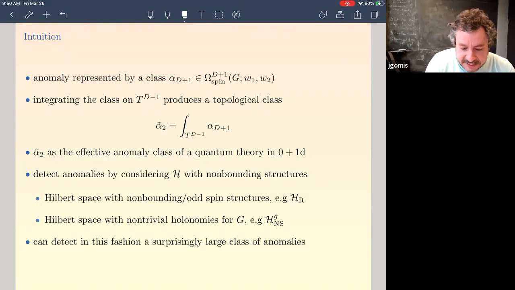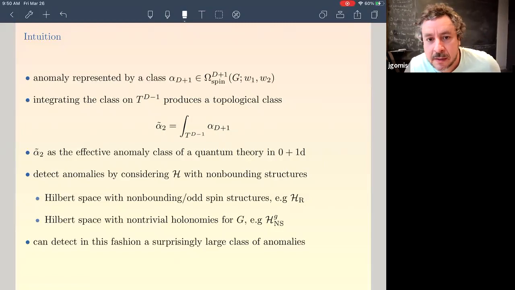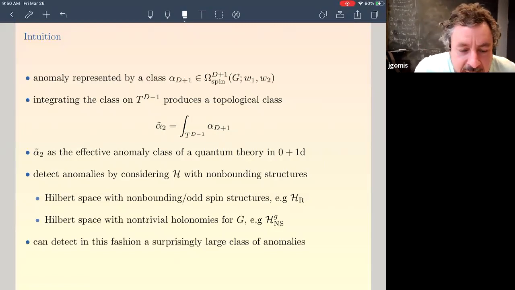It turns out that for this class to be non-zero, it could happen, of course, that when I do this integration the class that I get is trivial. That means that anomaly cannot be detected by this mechanism. But by thinking more carefully, you can predict beforehand where you have a chance for this class to be non-zero. Using simple differential geometry, the place where you have a chance of detecting anomalies using this method is by studying the Hilbert space of your theory with non-bounding spin structures on the torus.